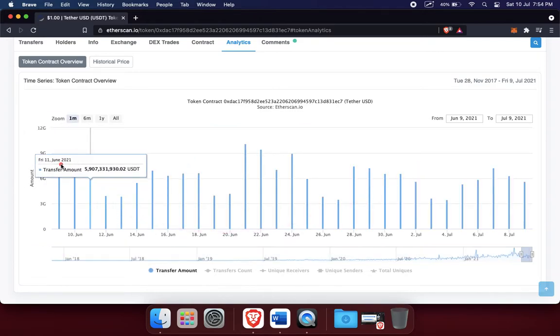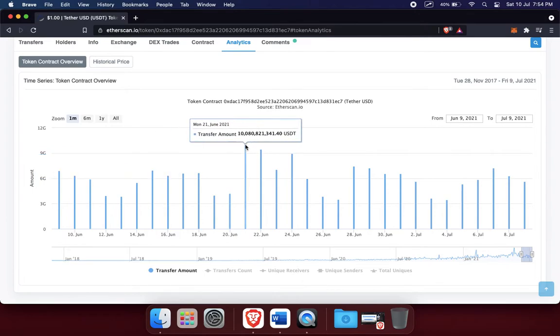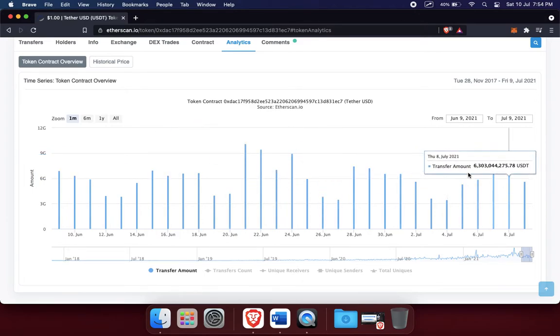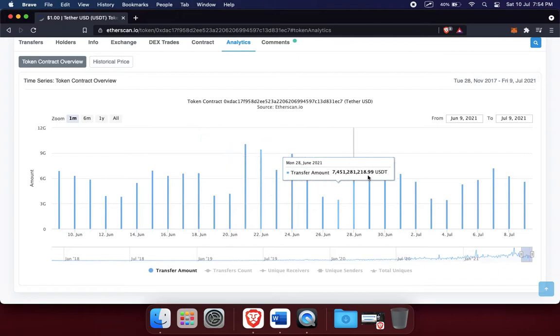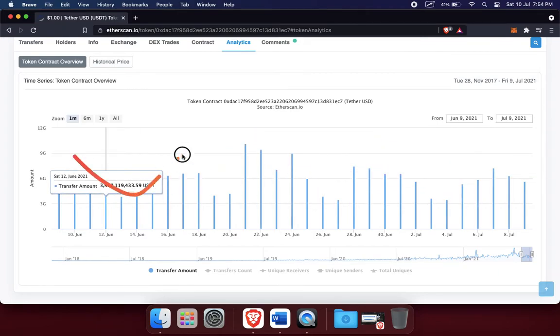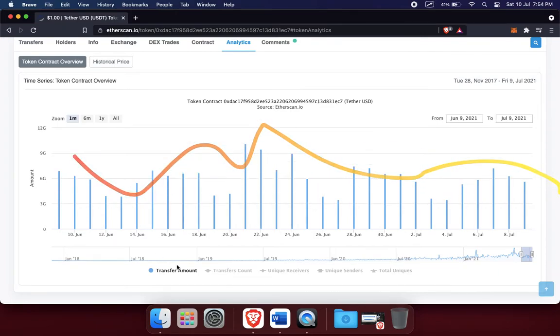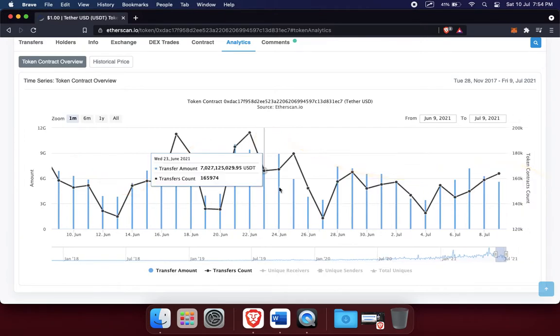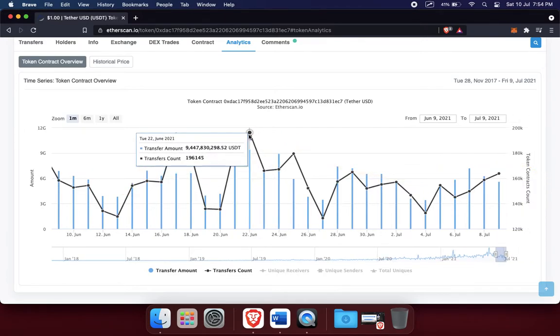Very simple. This is the amount of USDT that's being transferred. You can see there's a lot of transfers happening, and then sometimes it goes down, it goes up, almost like a wave. Transfers count: how many transfers were done?